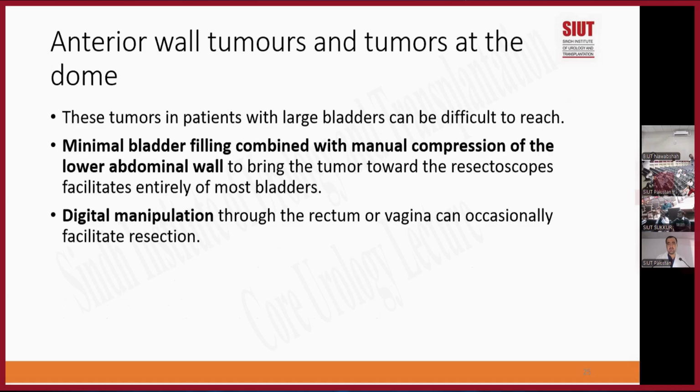Anterior wall tumor and tumor at the dome. These tumors with a large bladder can be difficult to reach. For this, minimal bladder filling combined with manual compression of the lower abdominal wall to bring the tumor toward the resectoscope facilitates resection of most of them. Digital manipulation through the rectum or vagina can occasionally facilitate the resection.